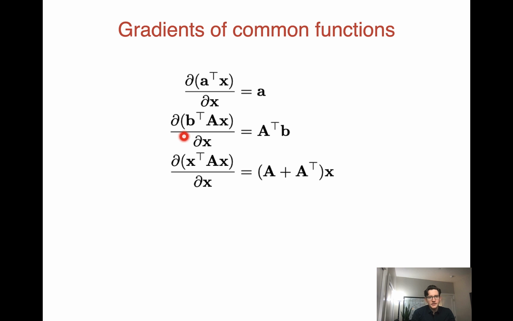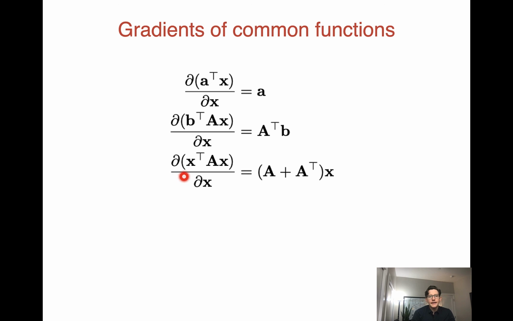Okay, let's do something slightly more complicated. What if we have B transpose AX? Again, B is a constant vector, A is a constant matrix, X is the thing we want the derivative with respect to, which we're showing because we have it in the denominator here. Well, notice that B transpose A is still just a vector, so it reduces to this case here, but notice again that we have to transpose it to get a column vector out.